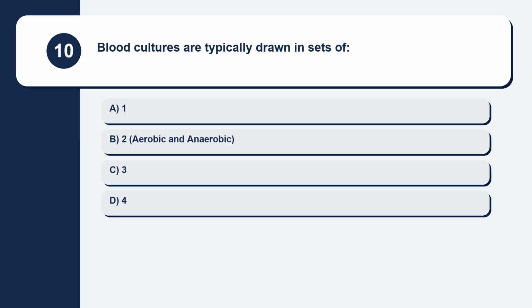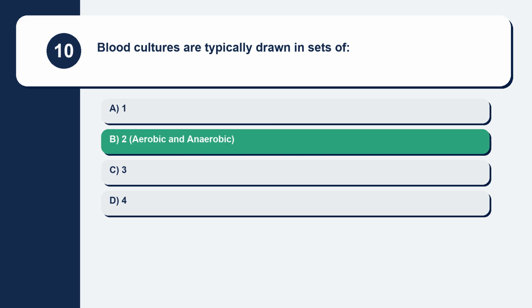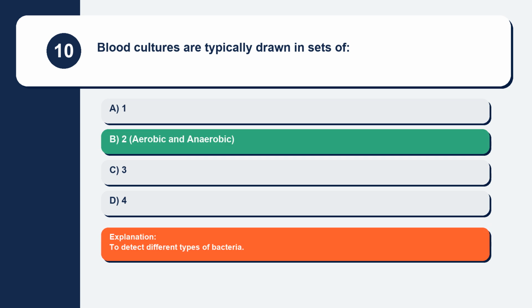Question 10. Blood cultures are typically drawn in sets of 1, 2 aerobic and anaerobic, 3, 4. To detect different types of bacteria.